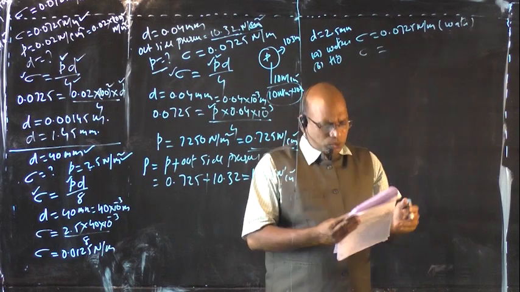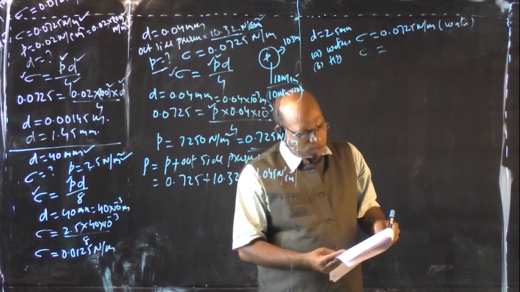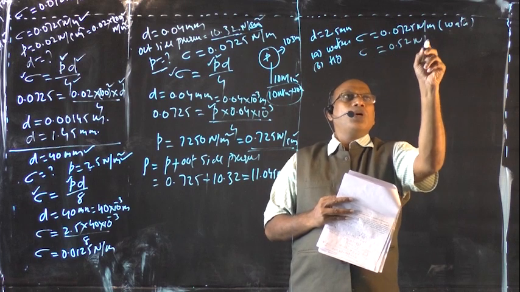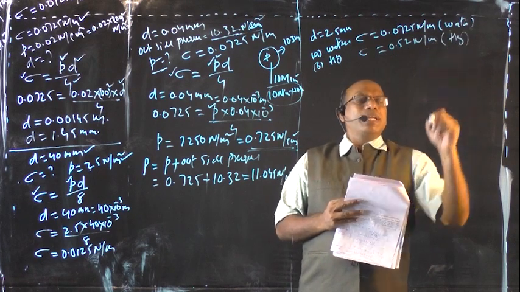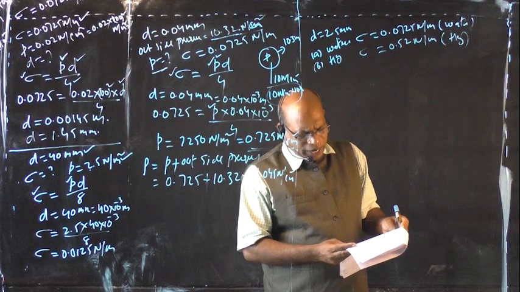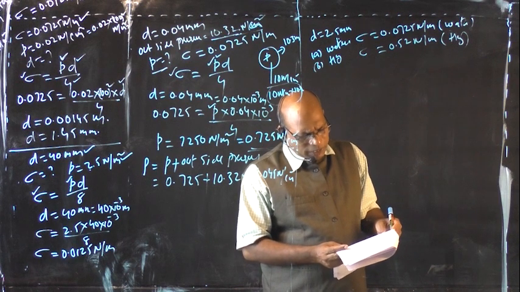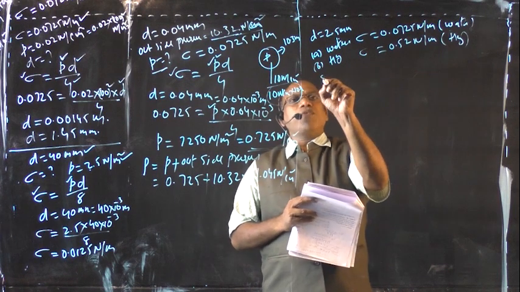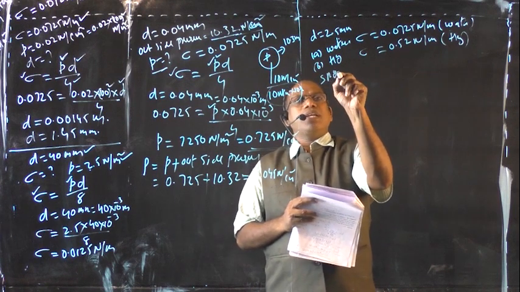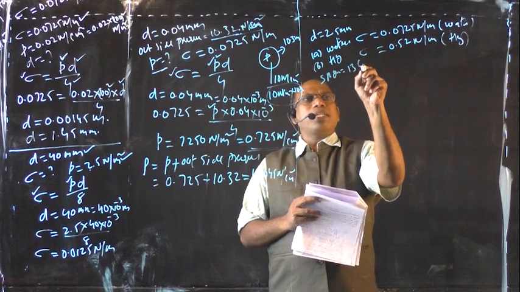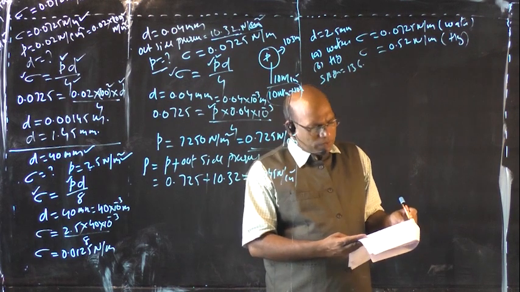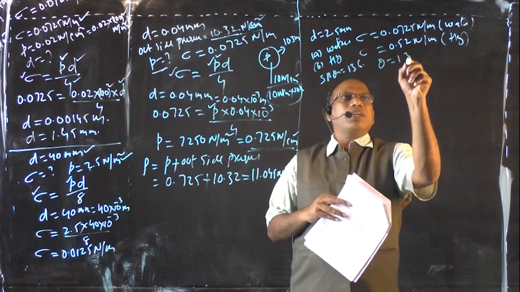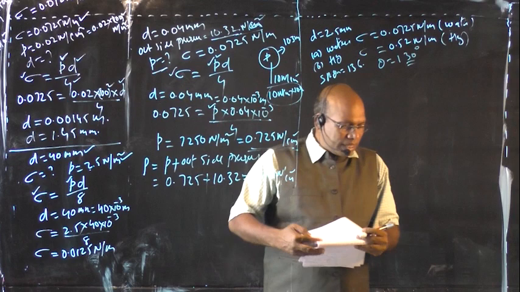And sigma equal to 0.52 Newton per meter for mercury in contact with air. The specific gravity of mercury is given as 13.6. And the angle of contact with air, that means theta, is given, that is equal to 130 degrees.